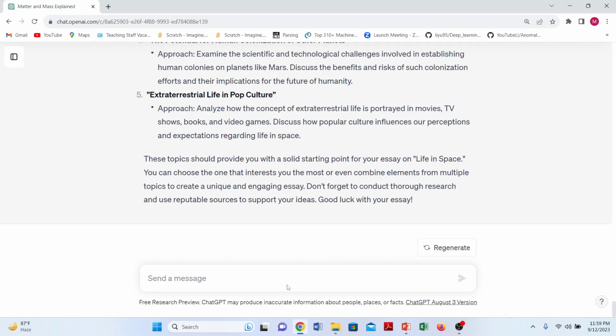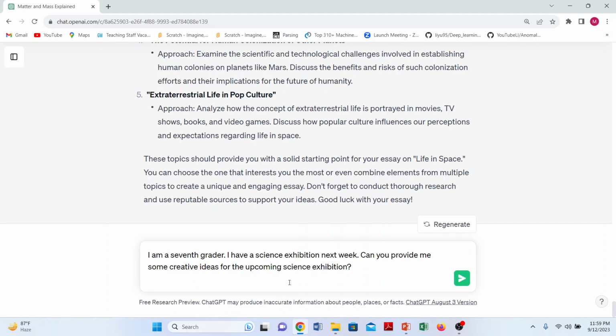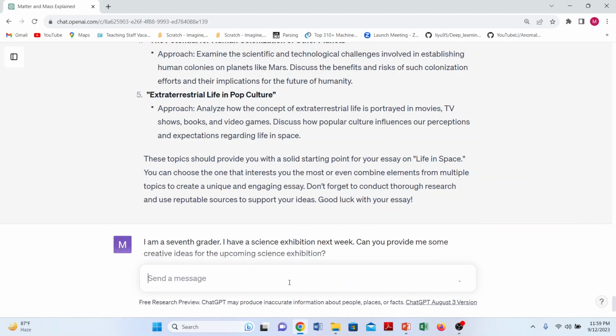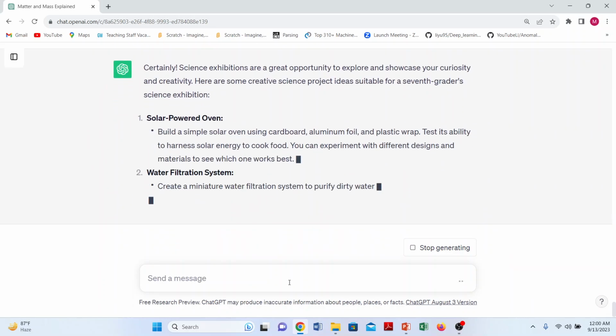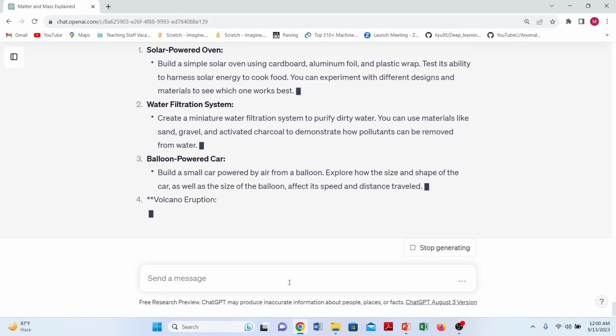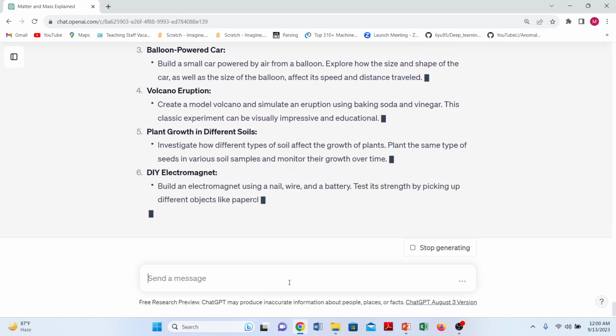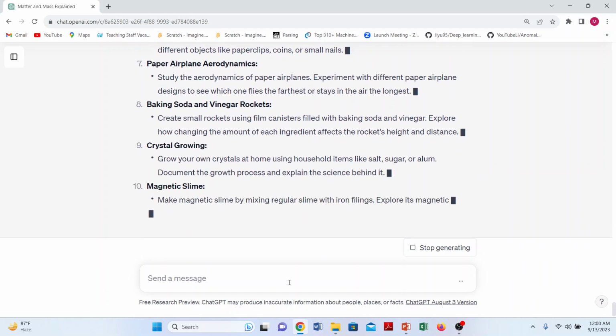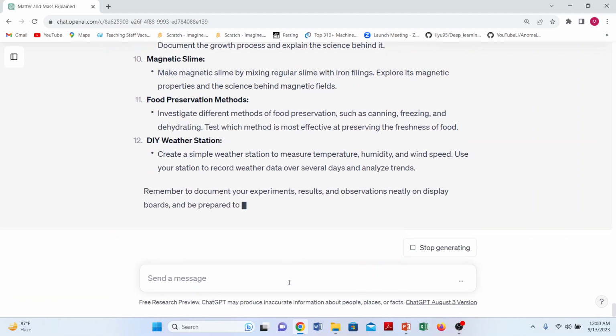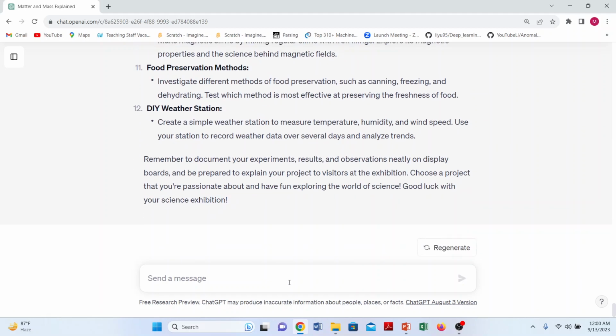I am a 7th grader and I have a science exhibition next week. Can you provide me some creative ideas for upcoming science exhibitions? If you look at the answer, it gives you some ideas regarding science exhibition projects. If you want details, you can select one specific project and make a more specific prompt, asking for more details regarding this project, how it can be achieved, and what materials are required. So you can ask for different details from ChatGPT.